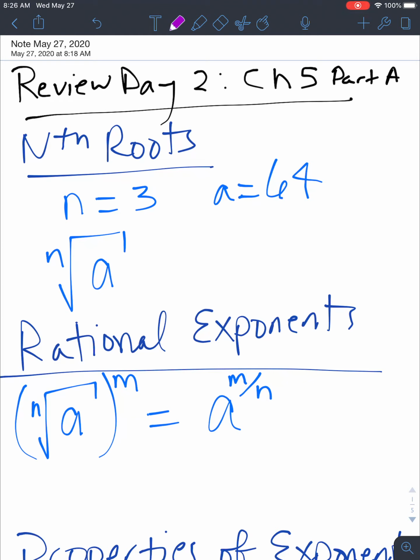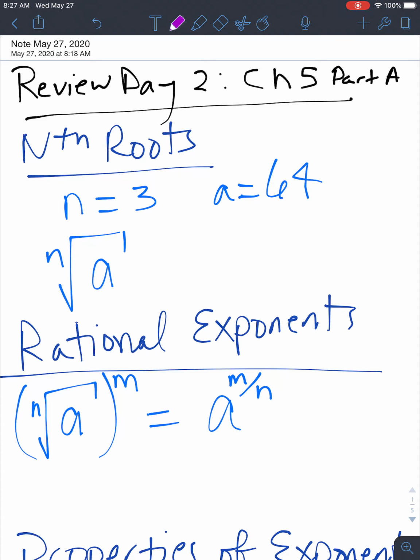Alright, so Chapter 5, the first part of it, started out with nth roots. And nth roots, if you don't remember, were like square roots, but you can choose any number instead of just 2. Well, any integer, any whole number, right?